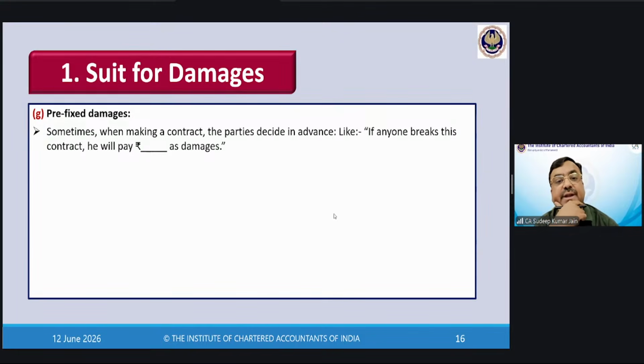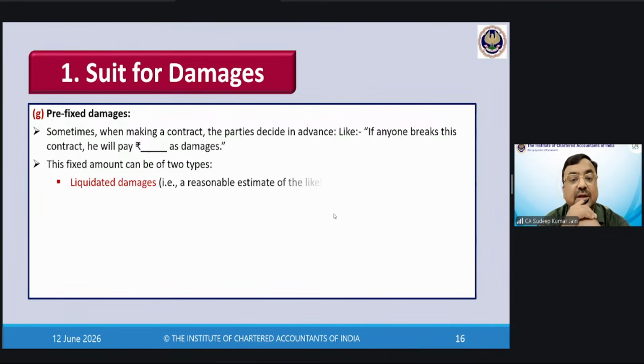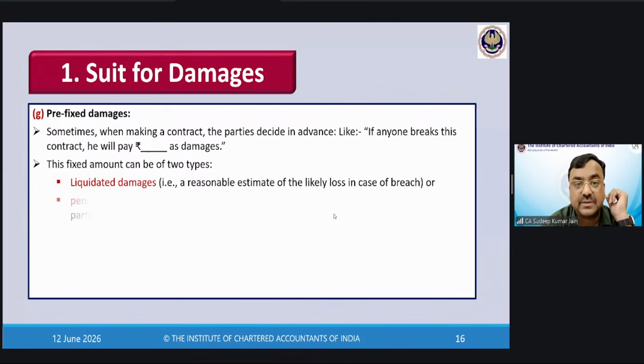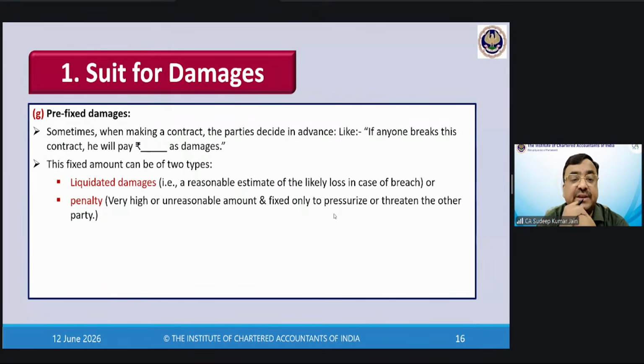Sometimes when making a contract, the party decides in advance, like if anyone breaks the contract, he will pay rupees so and so. This fixed amount can be of two types: liquidated damages, that is a reasonable estimate of likely loss in case of breach. Reasonable estimate, सब इतना loss होगा. Or a very high penalty, a very high or unreasonable amount fixed only to pressurize or threaten the other party. Means the prefixed damage is of two types: the reasonable amount, the liquidated damages, and the penalty.